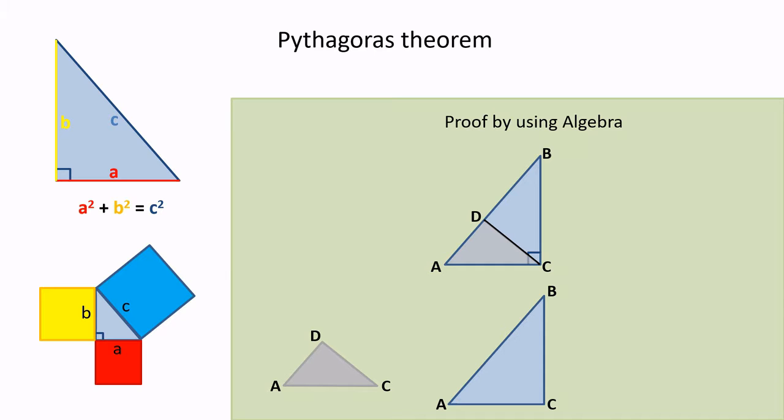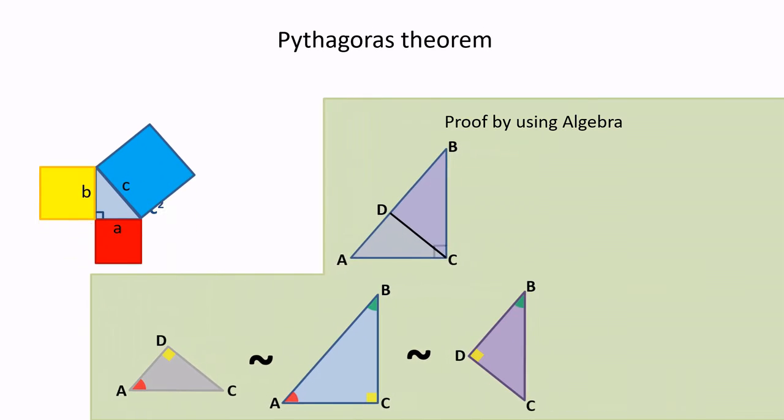Angle CAD in triangle ACD is equal to angle BAC in triangle ABC. Angle ADC is equal to angle ACB as right angles, and therefore triangle ACD is similar to triangle ABC. Now, if we look into triangle ABC and triangle CBD, angle ABC is equal to angle CBD, and angles ACB and CDB are right angles, and therefore triangle ACD, triangle ABC, and triangle CBD are similar triangles.